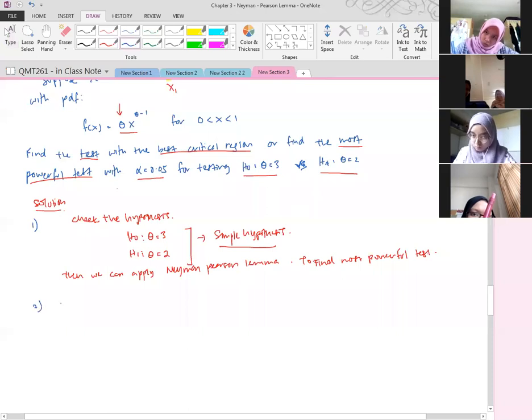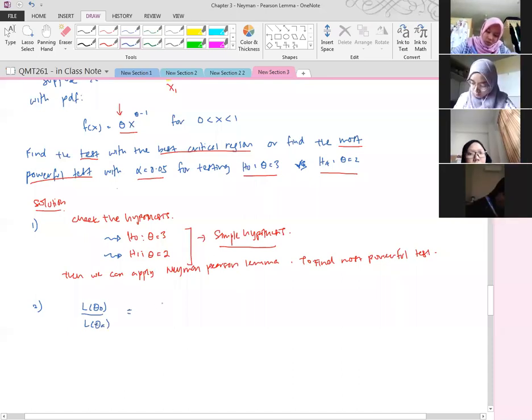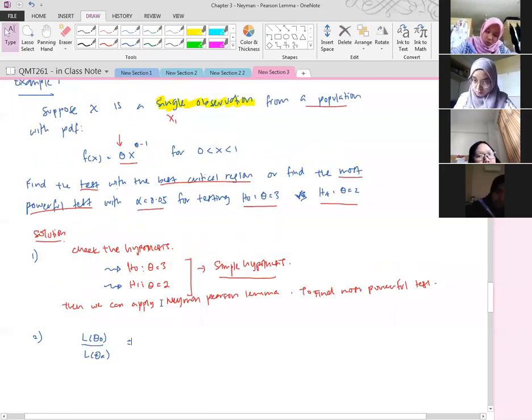The second step is we need to find a likelihood function for theta naught and theta A. Theta naught means for the null hypothesis. Theta A is for the alternative hypothesis. Right, so L theta naught divided by L theta A, which is equal to, since we only have one sample, the PDF is only one. So we don't need to do a joint probability because you only have one sample.